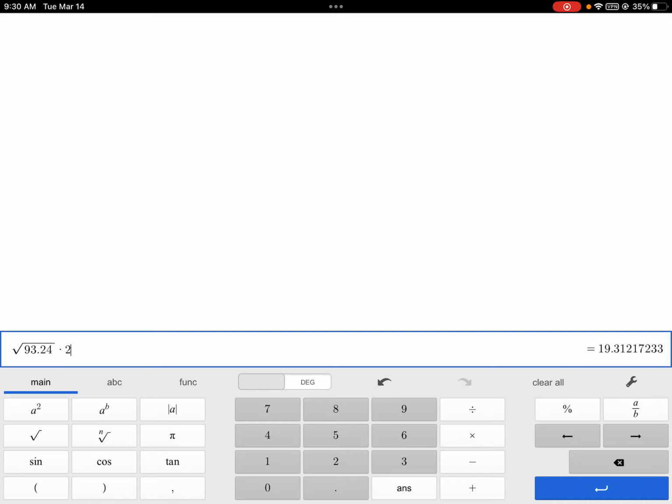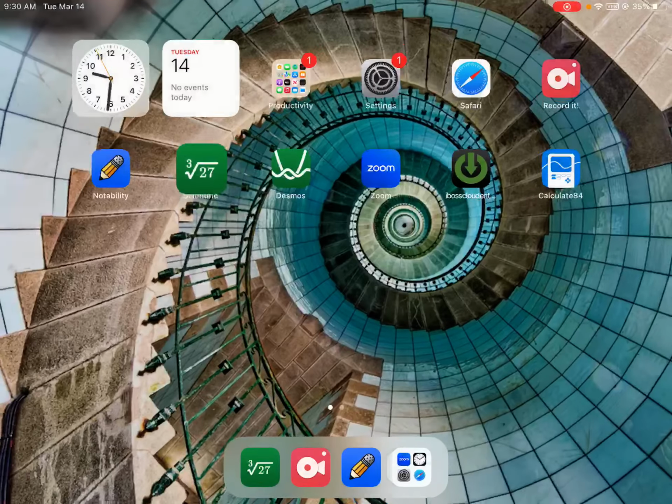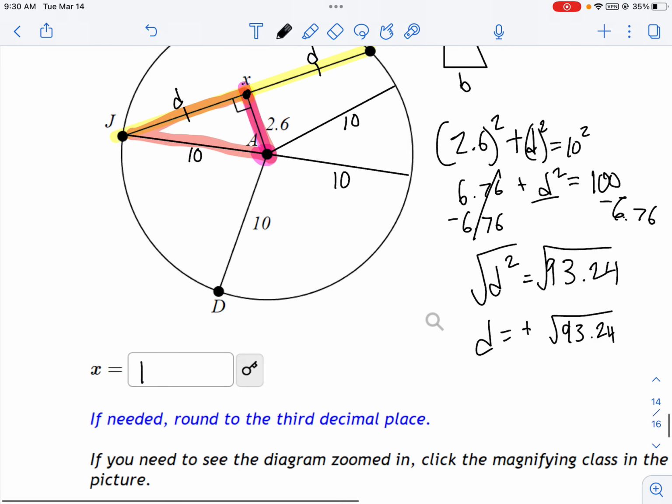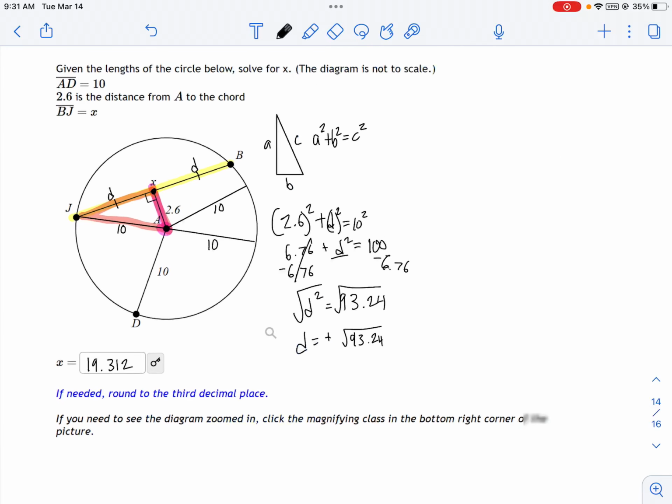Now it says round to the third decimal place, so we're looking at 19.312. Bam. Okay, and that's it. That's as crazy as it gets. You're done. It's been solved. Thanks for watching.